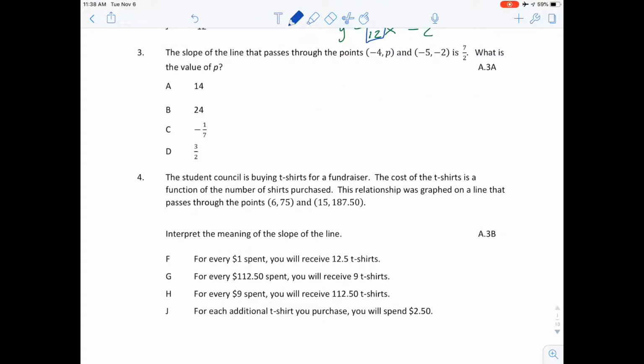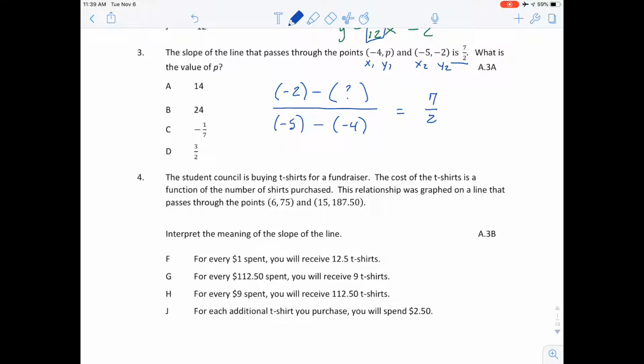Number 3, find the slope of the line that goes through these 2 points. So this is similar to number 1. There is going to be one difference because we don't know y1. It tells us y1 is p. So I'm still going to set everything up exactly how it was. So y2 minus y1, but I'm going to put a question mark right there for now. x2 is negative 5, and x1 is negative 4. Now, whenever I type this in, I need the slope to be 7 over 2, because it tells us the slope is 7 over 2.